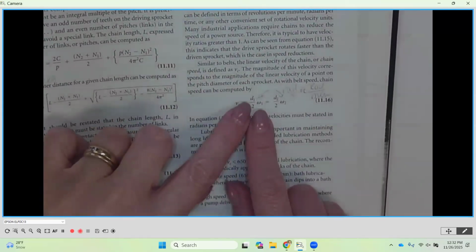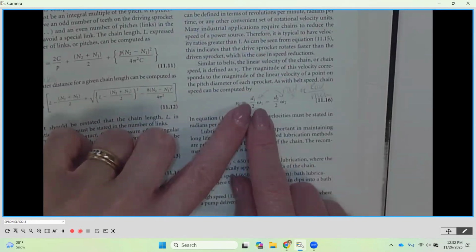Now, if I happen to be on the driver, notice that my D1 and my W1 are in the same place. Okay, so I'm looking at that shaft. If I'm on the driven, then I use the pitch diameter of the larger sprocket times its speed. Okay, in both cases, just like it was for gears and belts, this W, this angular velocity, in and out of this equation to solve for straight line velocity is going to be in radians per second or radians per minute. Okay.